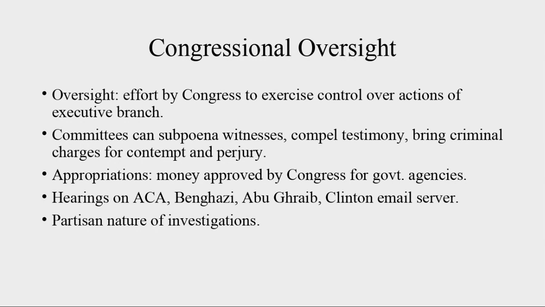Unfortunately, these investigations have become very, very partisan by nature. Congress spent a lot of time looking into Benghazi. It was important to understand what happened there. But at the end of the day, all they really discovered is we missed some information, but there was no conspiracy to cover anything up. The Secretary of State didn't mislead people. It wasn't the big scandal they all thought it was going to be.